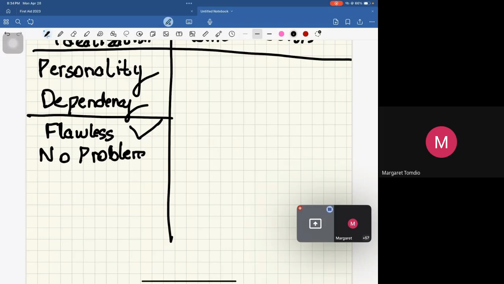So try to imagine someone around you with this kind of trait, and this will become very easy for you, right? So in idealization, you will say that this person is the best, and there is no one better than this person, and there is no problem with that person. So this is an example of idealization.